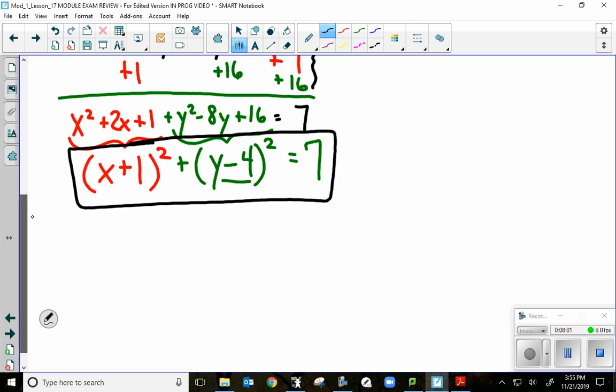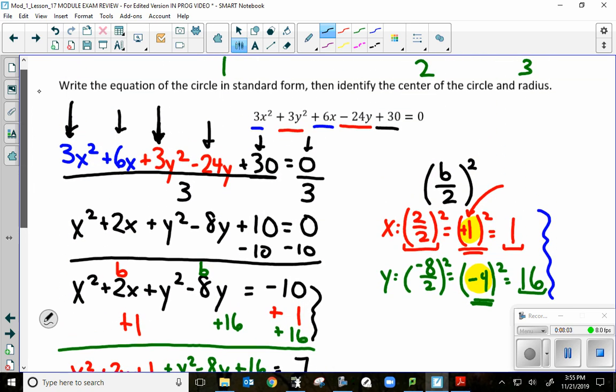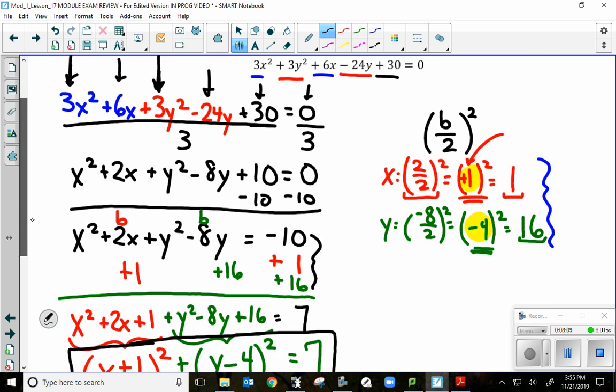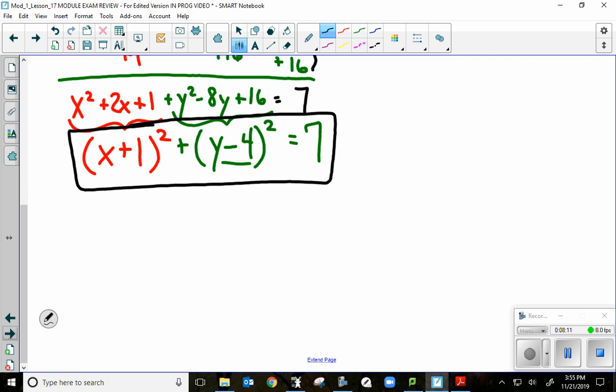But there were two other things. If we go back to our equation, we need to identify the center of the circle and the radius. All right, so the center of the circle are these values here. They are inside parentheses. I've got to flip the signs, which means this goes from positive 1 to negative 1. This goes from negative 4 to positive 4. This is the center of the circle.